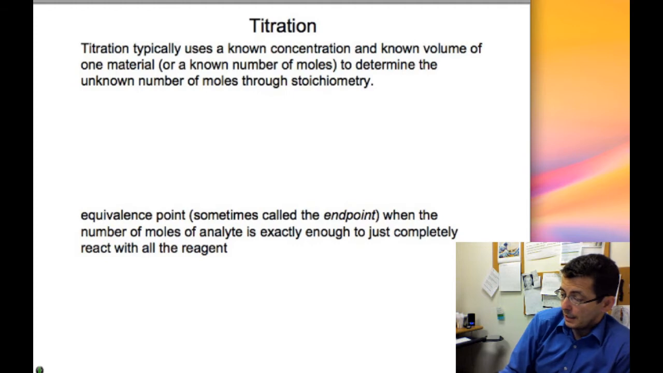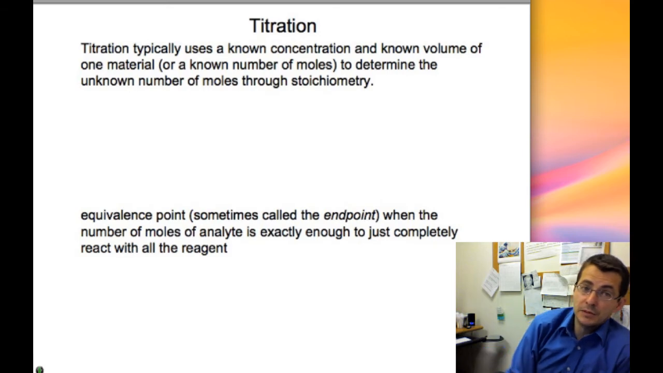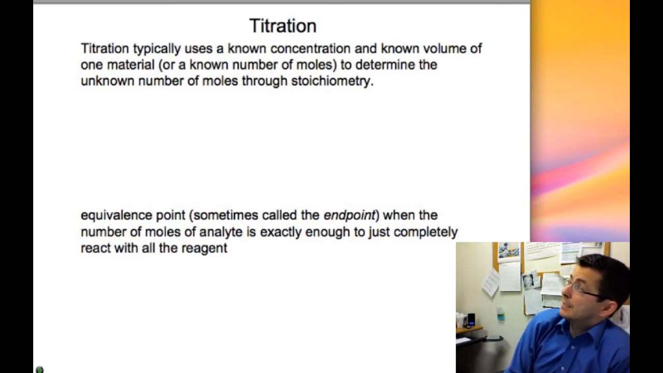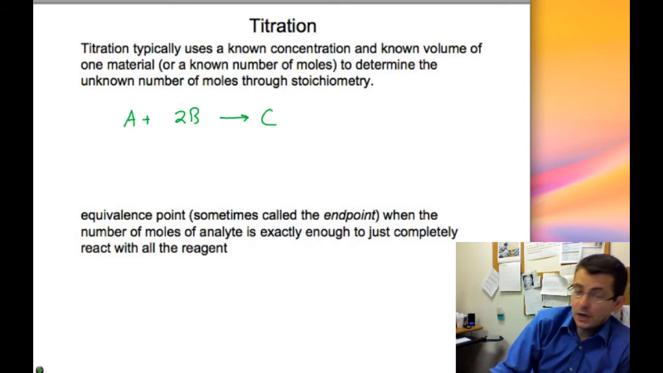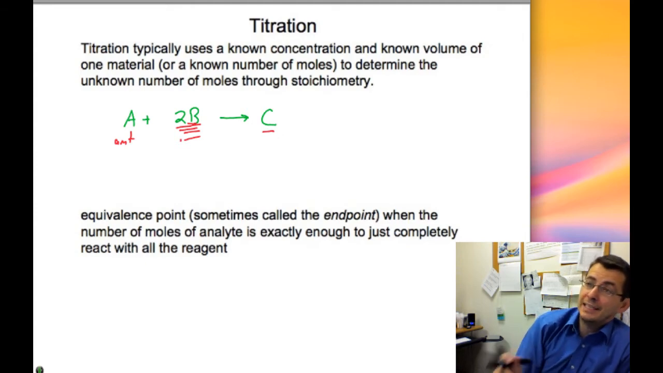Now, one example of calculations like this that aren't explicitly limiting reagent problems, but rely on this stoichiometry, A plus 2B going to C, there's an underlying assumption that when the amount of A is just enough to use up all of the B, the stoichiometric amount, at that point, there's no leftover material when a reaction is stoichiometric. So we can use this fact when we do acid and base titrations.